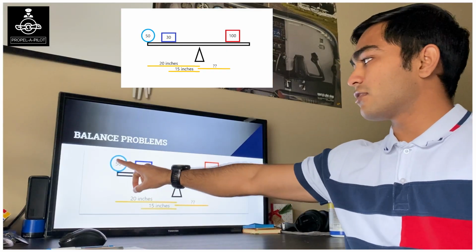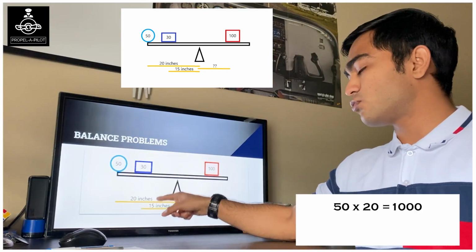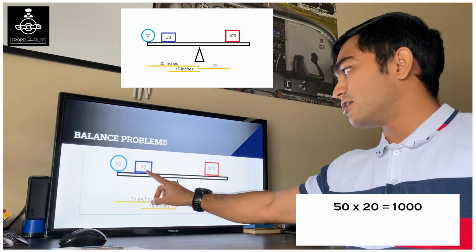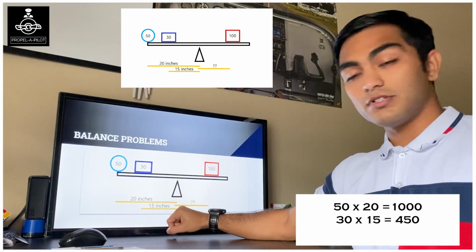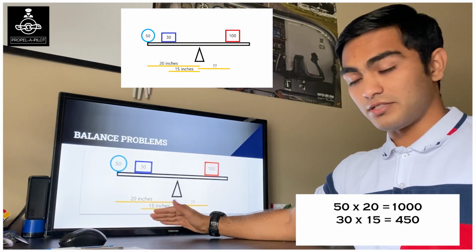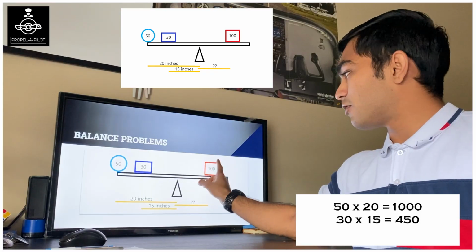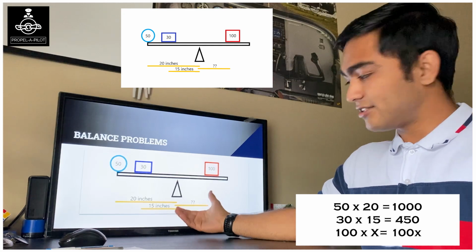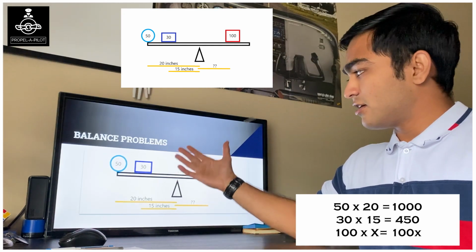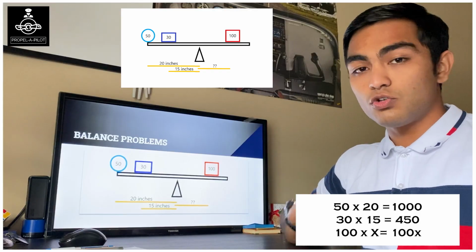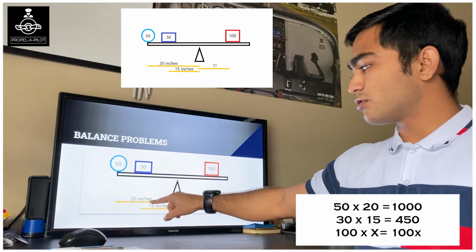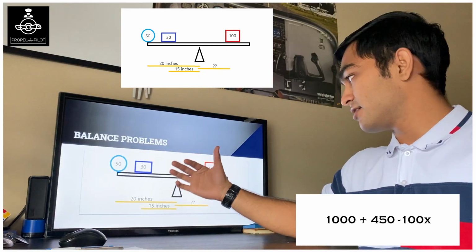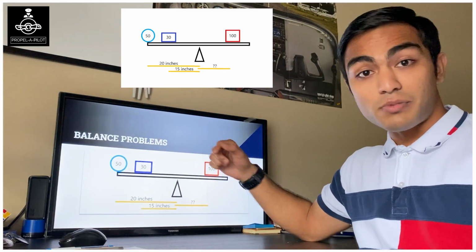The moment of the 50-pound weight is 50 times 20, which is 1000 pound inches. The moment of this 30-pound weight is 30 times 15, which is 450 pound inches. The moment of the 100-pound weight would be 100 times x. Let's say x is the distance where it is placed. If you add all of it, the total moment is 1,000 pound inches plus 450 pound inches minus 100 times x pound inches.